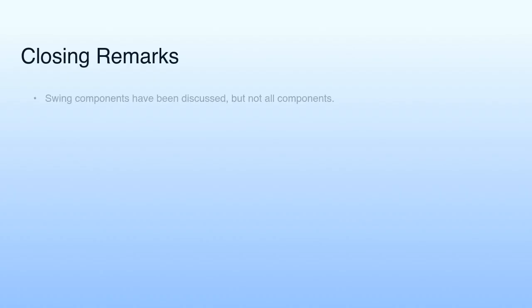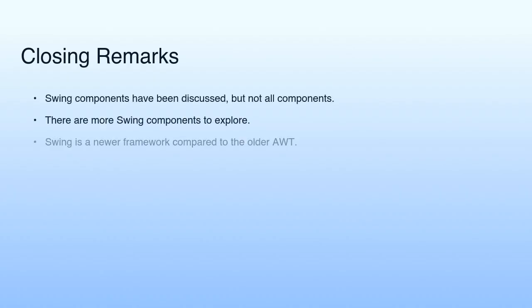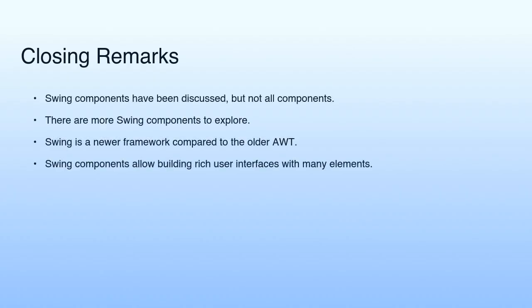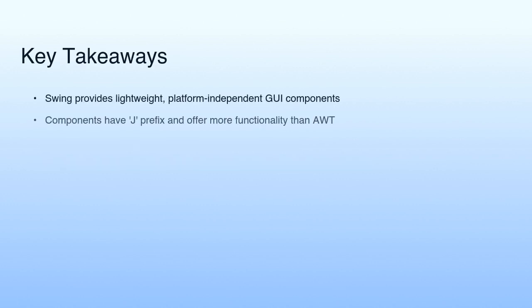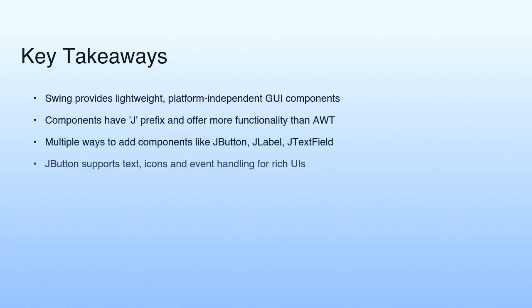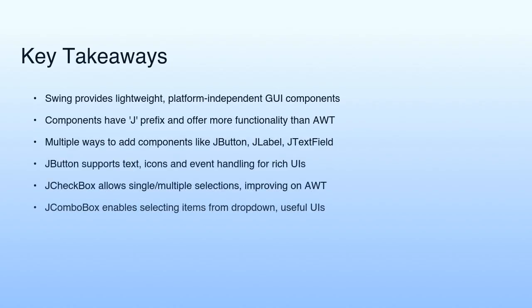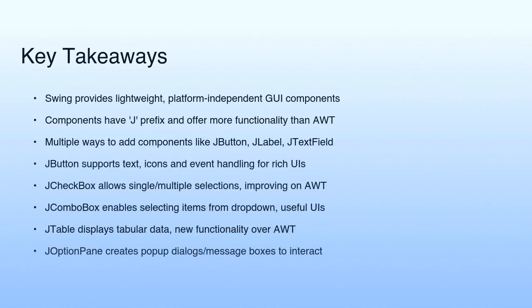The discussion on Swing components has been covered, but not all components. There are more Swing components to explore. Swing is a newer framework compared to the older AWT, and its components allow building rich user interfaces with many elements. In summary, Swing provides lightweight, platform-independent GUI components with a J prefix that offer more functionality than AWT.